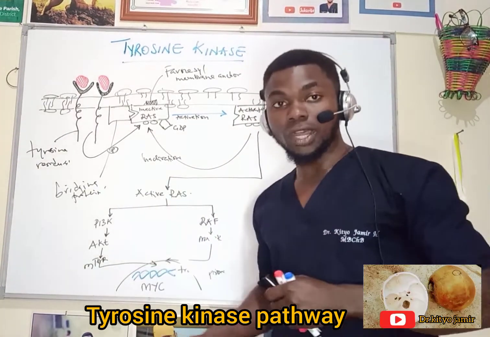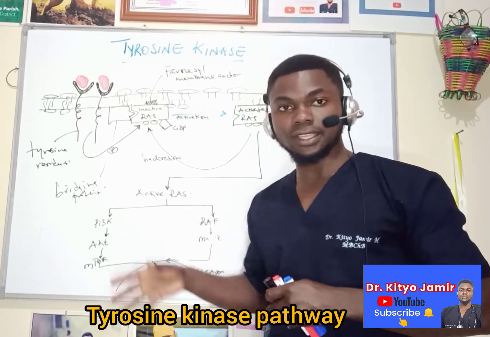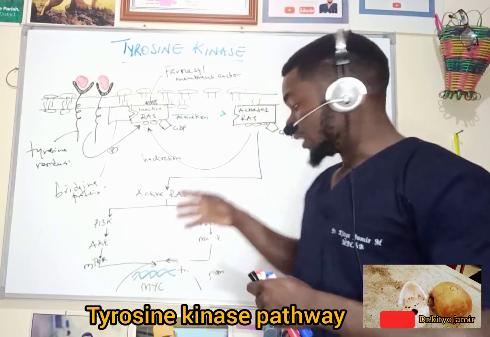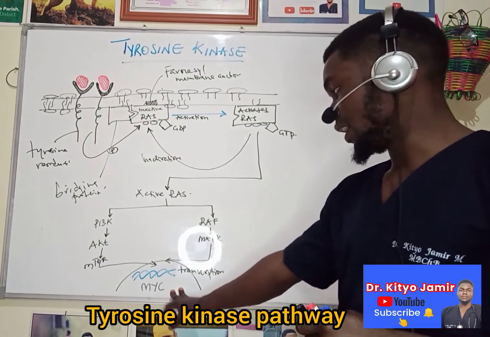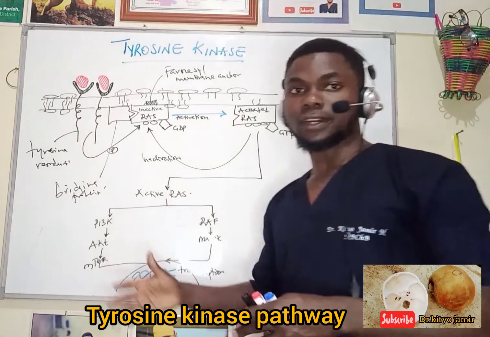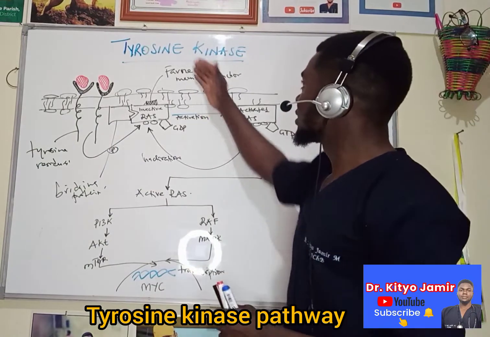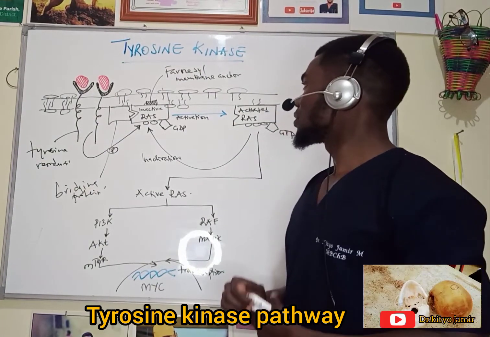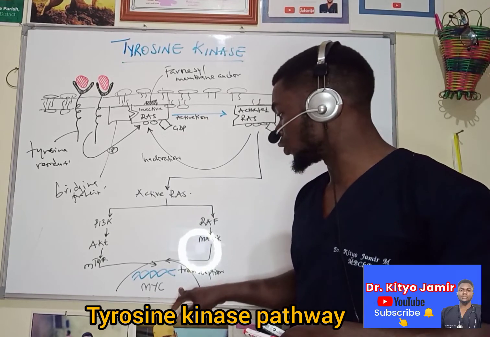We say the MYC gene is going to do what? It is going to stimulate, one, cell cycle progression by producing cyclins. Then two, after the cell cycle is activated and stimulated to progress, we are going to have cell proliferation. So the whole of this system is all about cell proliferation and cell cycle progression.